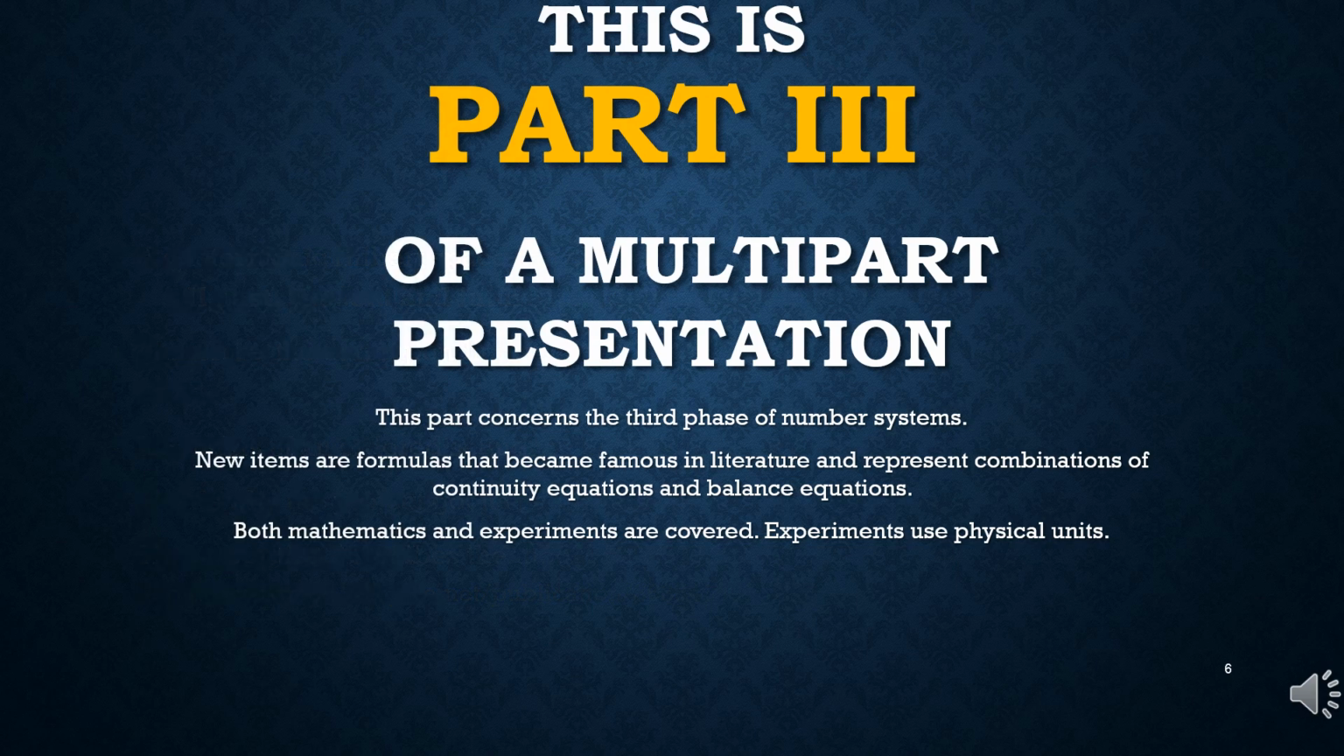This is part 3 of a multi-part presentation on the Hilbert Book Model. This part concerns the third phase of number systems. New items are formulas that became famous in literature and represent combinations of continuity equations and balance equations. Both mathematics and experiments are covered. Experiments use physical units.